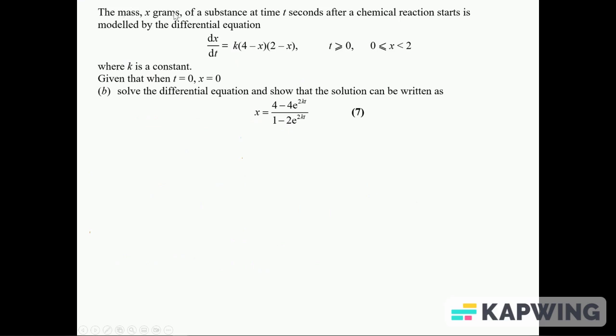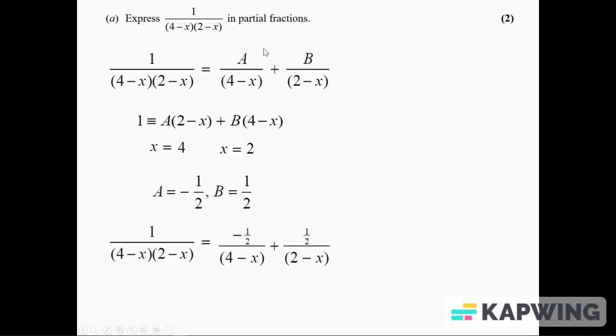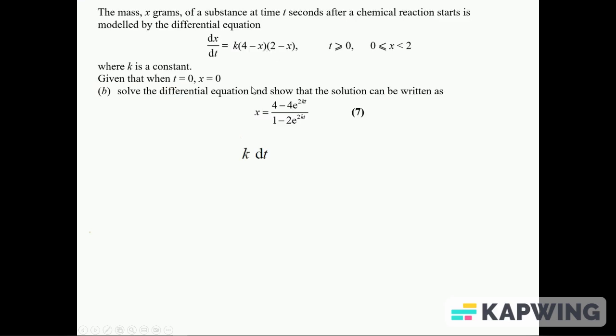Right, then it says the mass, x grams of a substance at time t seconds, after a chemical reaction starts, is modelled by that differential equation. We've got a constant there, and then we've got these two terms that look a bit like what we just had before. So standard procedure, separating the variables.